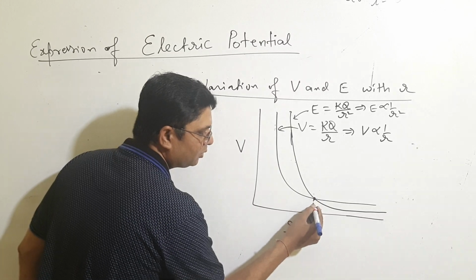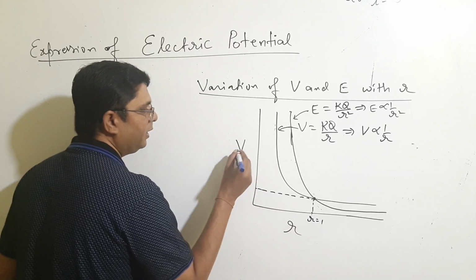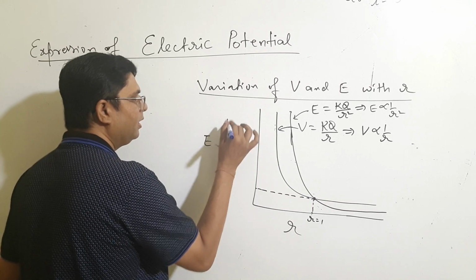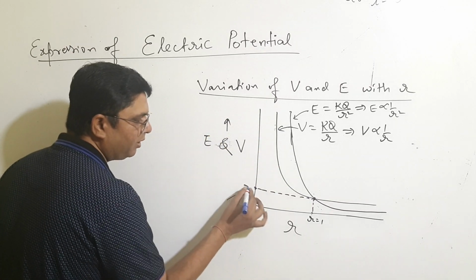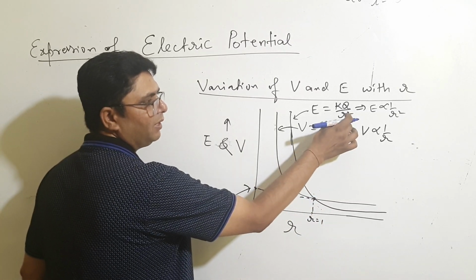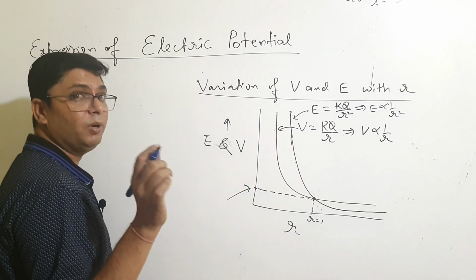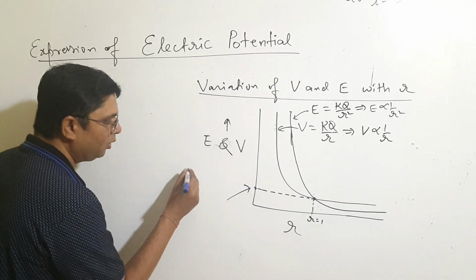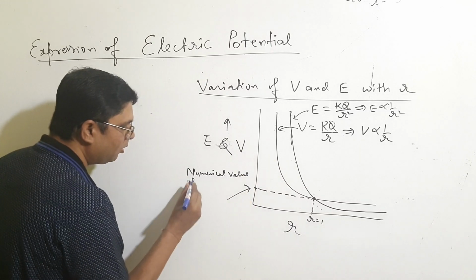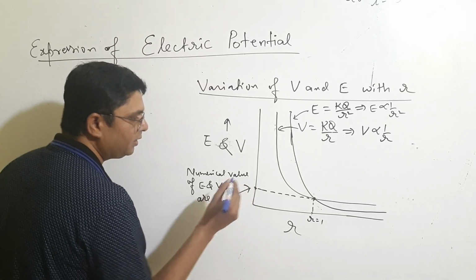Now this is the point where these two meet. This is the point where r is equal to 1. If you put r equals 1, the answer is kq in the E graph, and if you put r equals 1, here also the answer is kq. So the numerical value of electric field and the numerical value of potential are the same at this point.